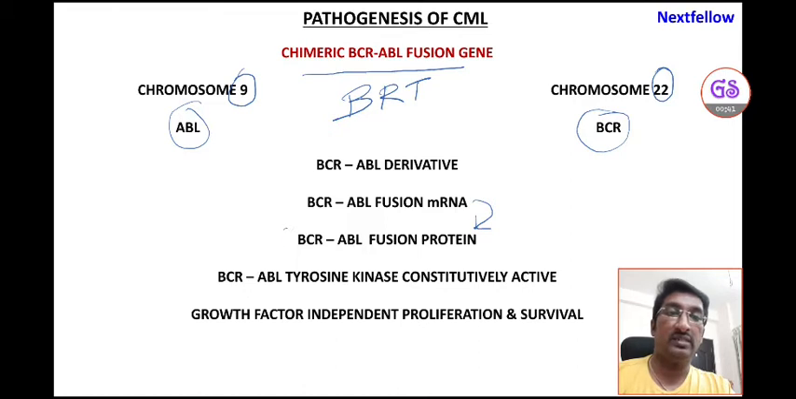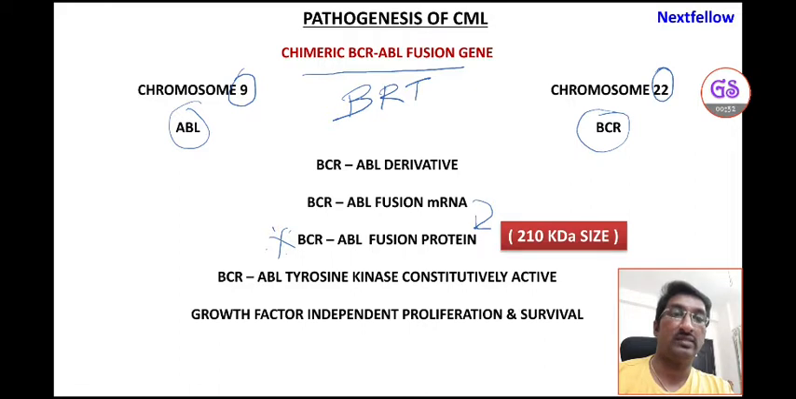Remember, this BCR-ABL fusion protein is very important because the size of this protein will be asked as an MCQ. So what is the size of this protein? It is 210 kilodalton size. This is a very important high yield point.